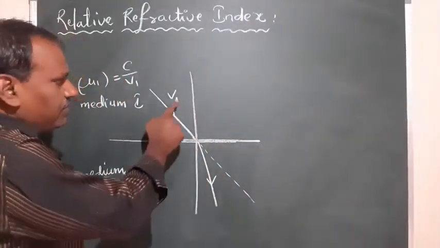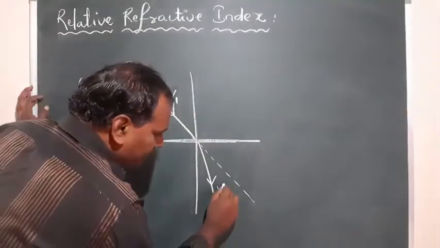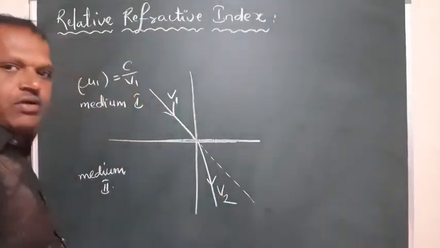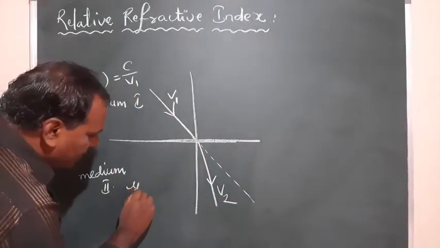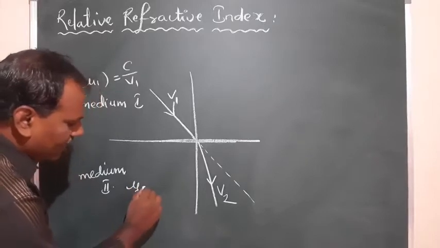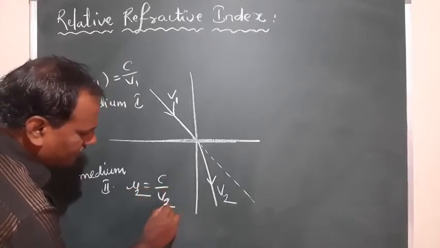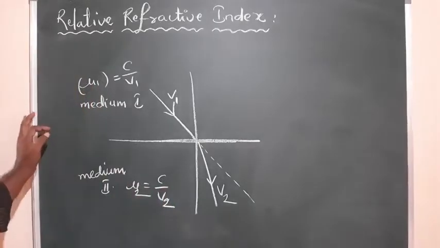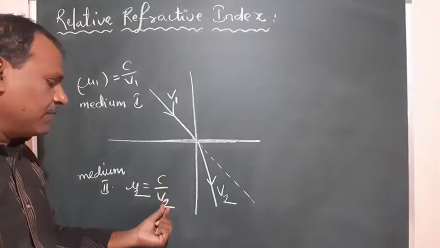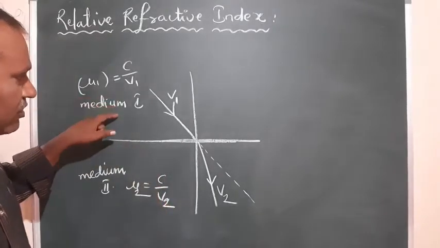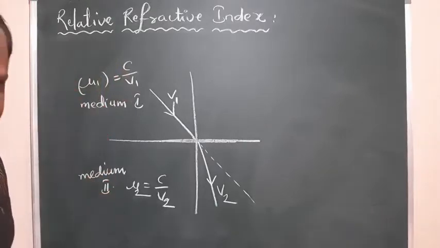In the first medium, the velocity of light is v1. In the second medium, the velocity of light is v2. For this medium, the absolute refractive index is mu2, which is given by C upon V2. By the definition of absolute refractive index, it is given by C by V2. And the absolute refractive index of medium 1 is C upon V1. That is the definition. Already we know what absolute refractive index is, right?